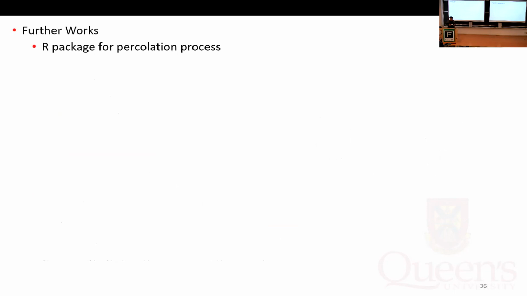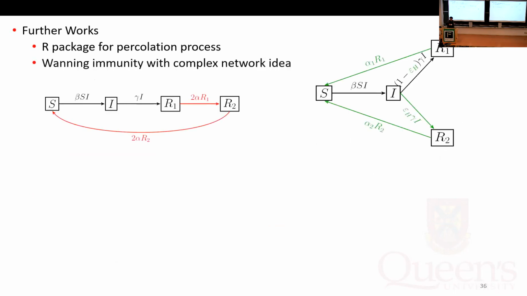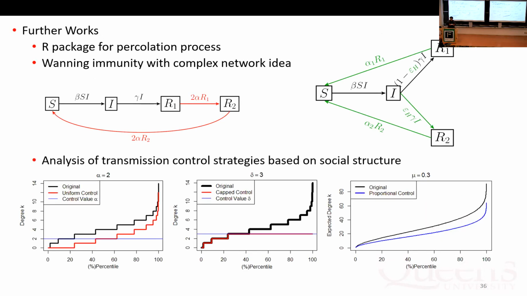I'm currently working to create packages for these three types of percolation process. I also want to use this idea of networks to deal with waning immunity. And the most interesting topic I'm working on now is to discuss disease control strategies based on the social structure instead of the mass action assumption.